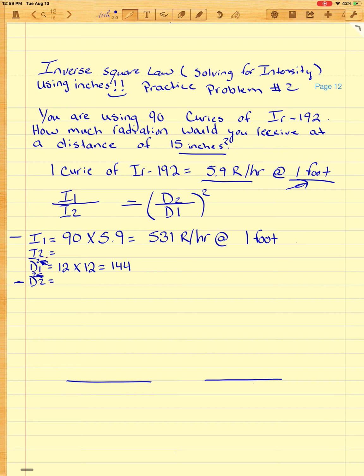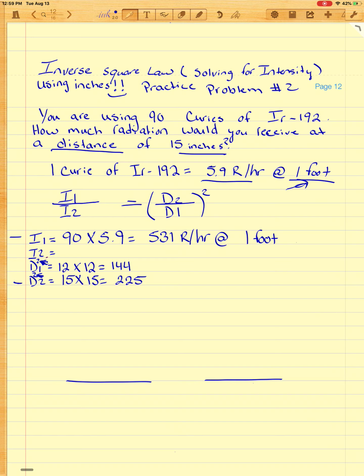And then they want to know, what would you receive at a distance of 15 inches? Well, there's only one other place to put a distance, and that would be at distance 2. So 15, then we have to square it. So 15 times 15 equals 225.